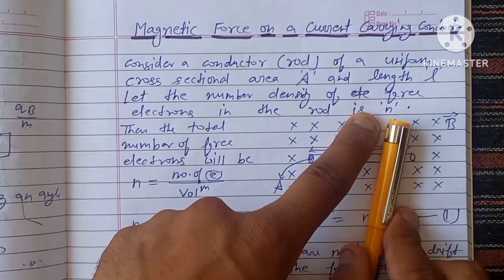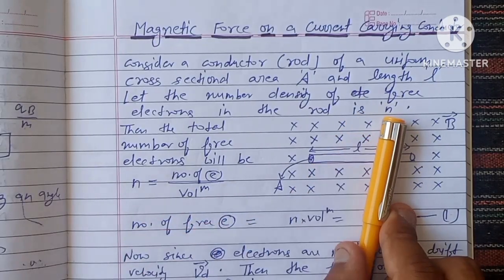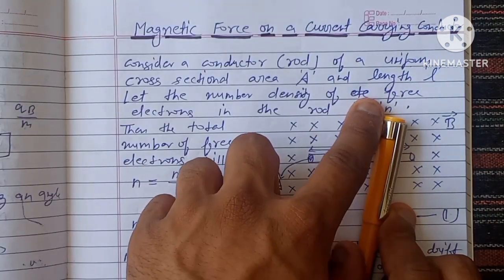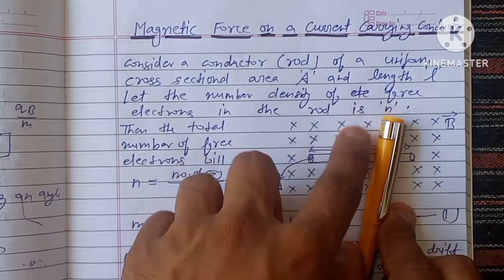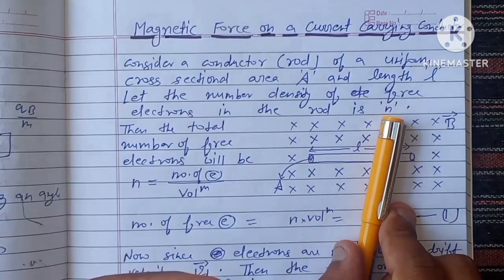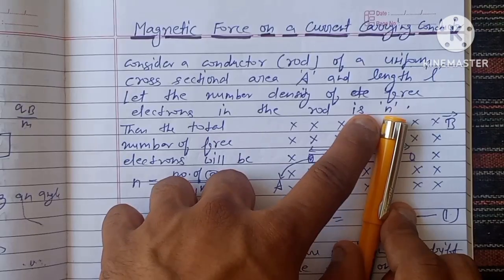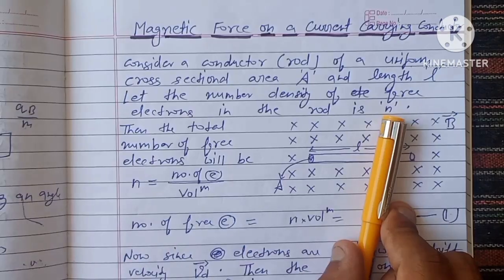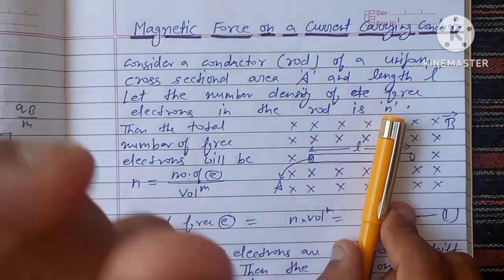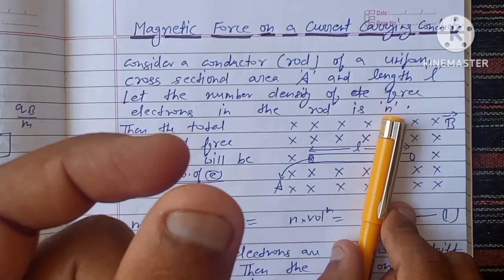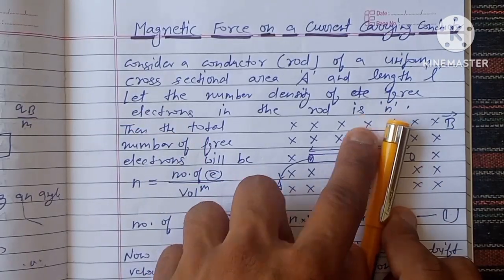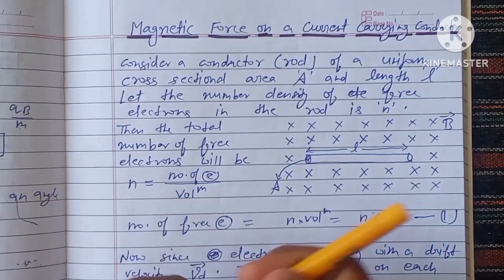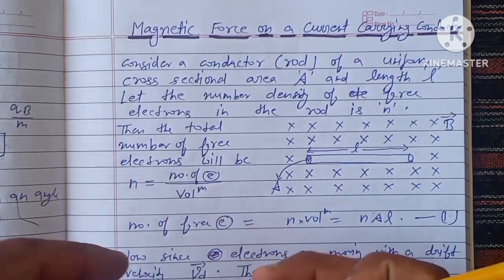Okay. What is N representing here? N is the number density of free electrons. And how can we define this number density? Since we know that density is nothing but the mass per unit volume, here number density will be the number of free electrons per unit volume, means how many free electrons are there in unit volume. So the formula will be: number density N is equal to the number of free electrons divided by volume.